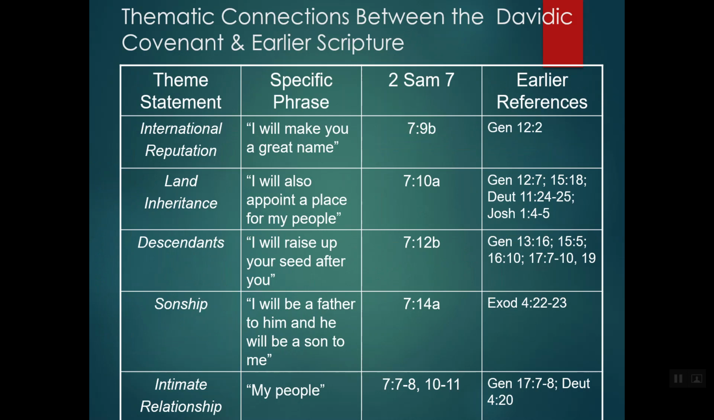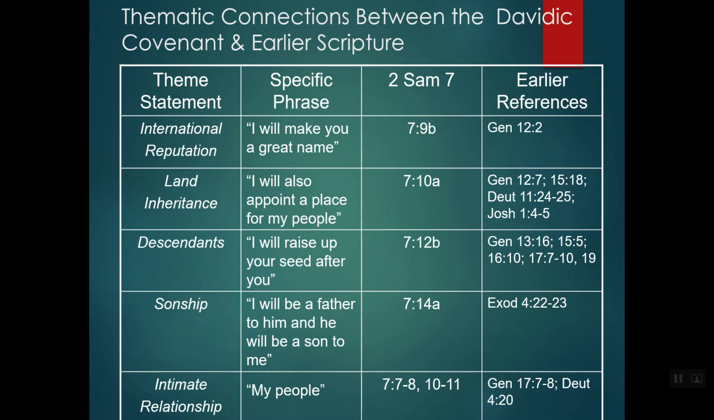We talked about the common themes between the different covenants. In this case, it's between the Davidic covenant and references to the Abrahamic covenant in Genesis, also some to the Mosaic covenant down in Exodus 4, or at least some similarity of references in the book of Exodus to what we're looking at in 2 Samuel 7. We've already talked about the fact that there was a promise of having a great name, just as there was to Abraham.